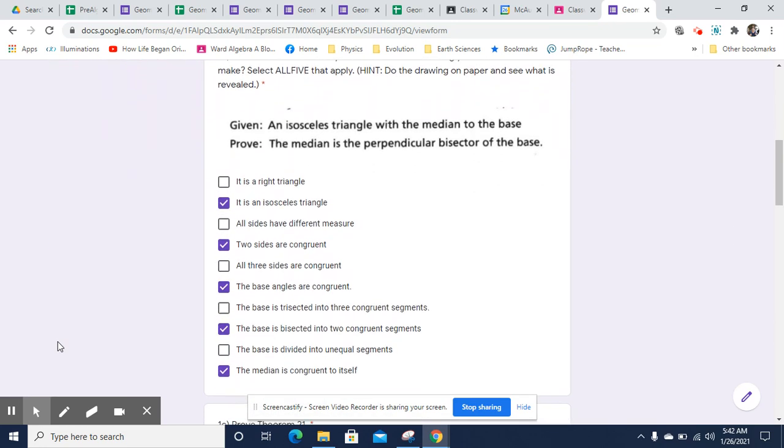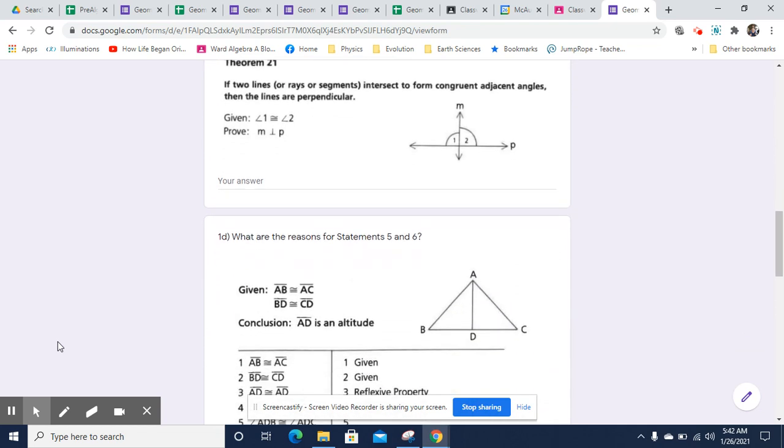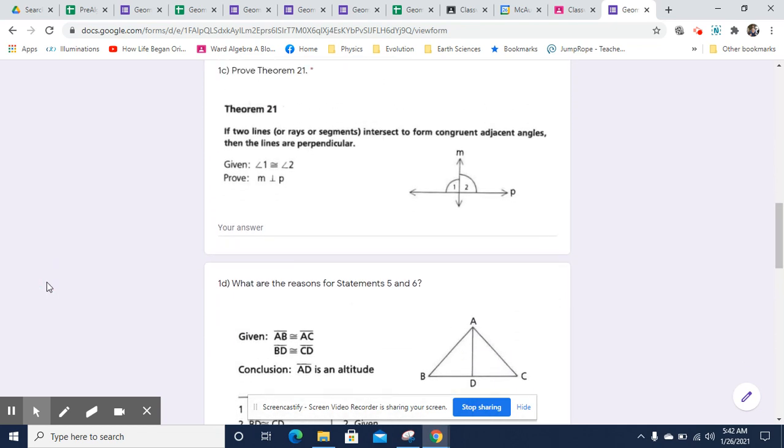Okay, I'm going to move on to Theorem 21, which is exactly what we were just dealing with. Theorem 21: if two lines or rays intersect to form congruent adjacent angles, then the lines are perpendicular. So here's line P and here's line M. We need to prove Theorem 21, and theorems need to be proven. So we're given angle 1 is congruent to angle 2, and we need to prove that M is perpendicular to P.